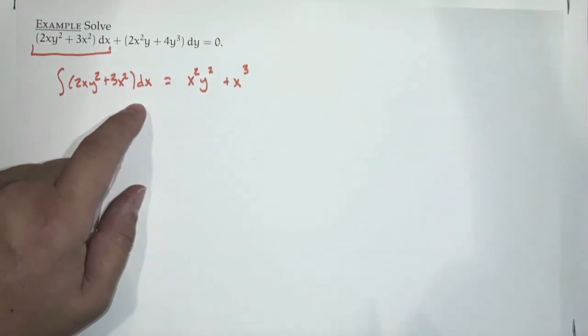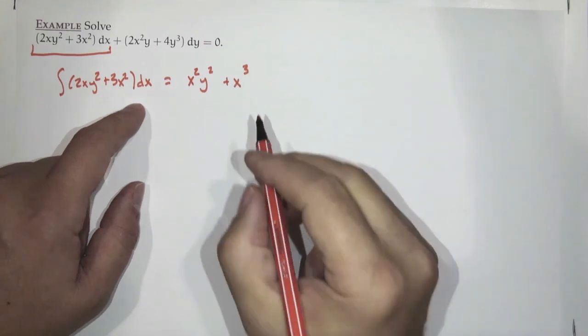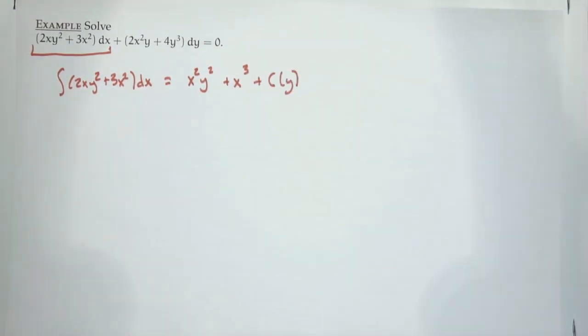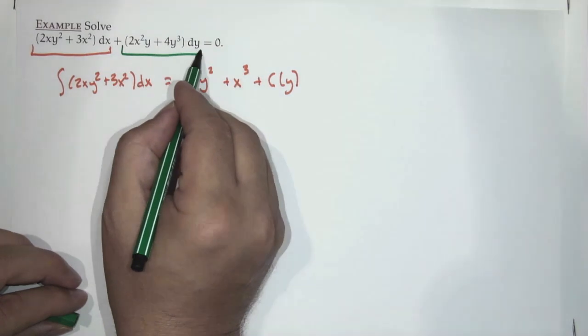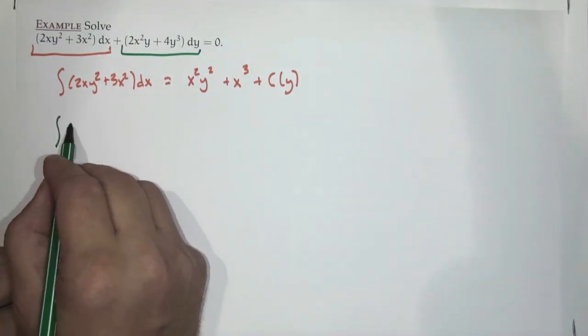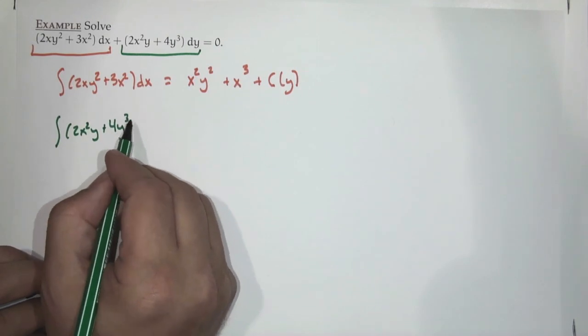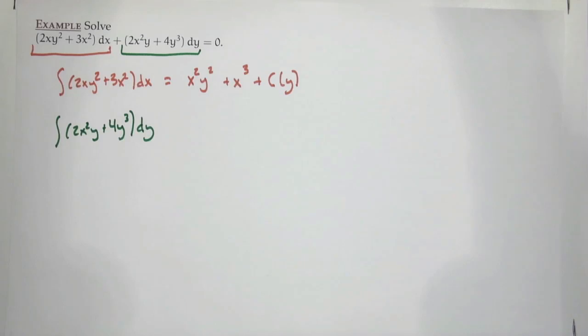Now, what else will there be? Plus something constant with respect to x, a function of y. Now, there's this other part attached to the dy. So we're going to integrate that with respect to y. See, isn't that so intuitive? What's attached to the dx? Integrate with respect to x. What's attached to dy? Integrate with respect to y.